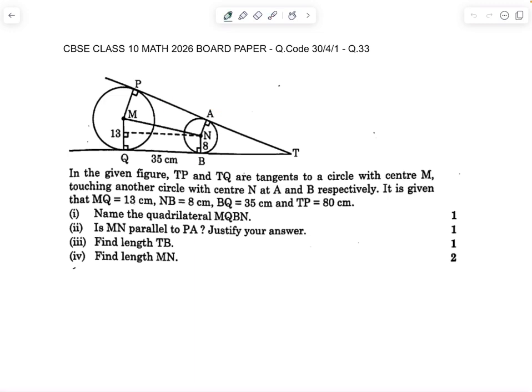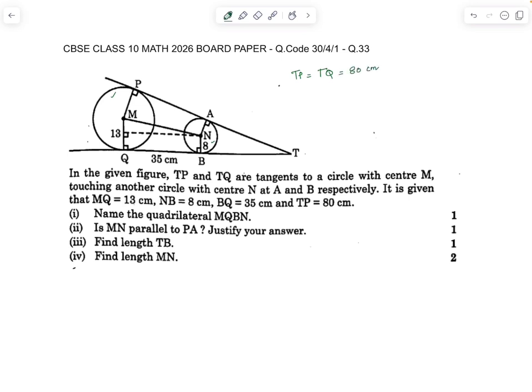From the diagram, we understand that there are two circles. One is a bigger one with radius 13 centimeter and a smaller one with radius 8 centimeter. T is a point external to these two circles. Tangents to a circle from the same external point are equal in length, which means TP is equal to TQ. TP is given as 80 centimeter, so TQ is also 80 centimeter.